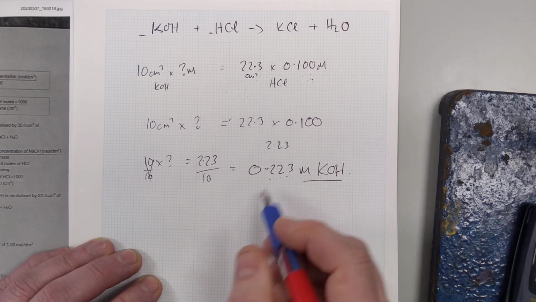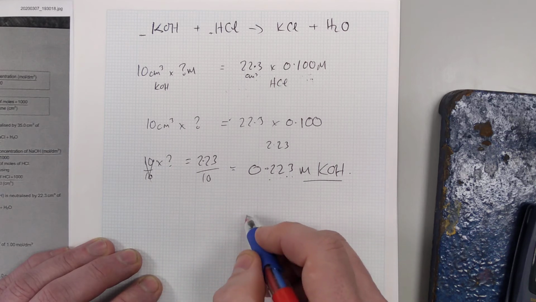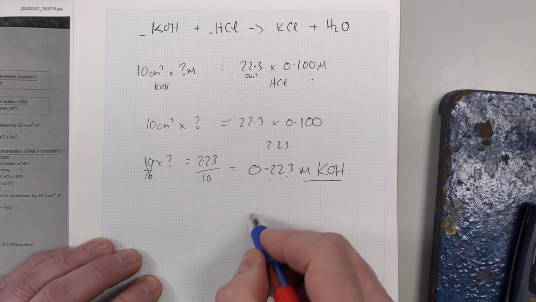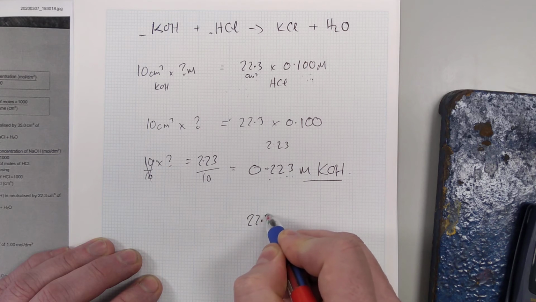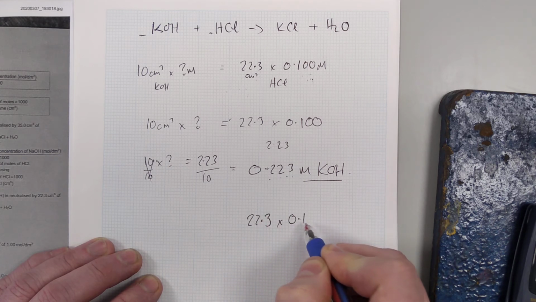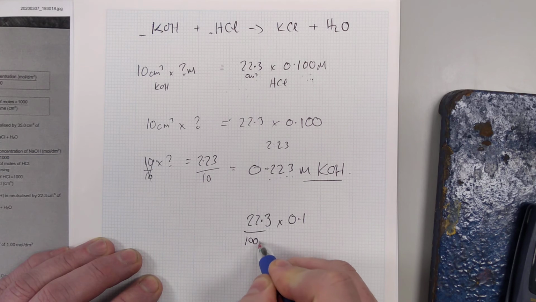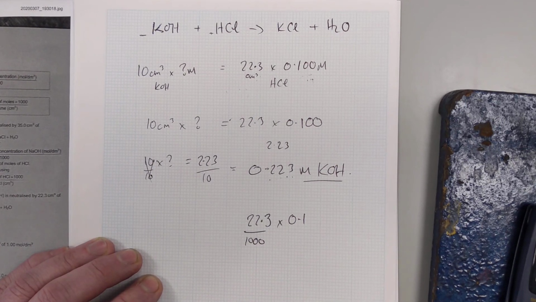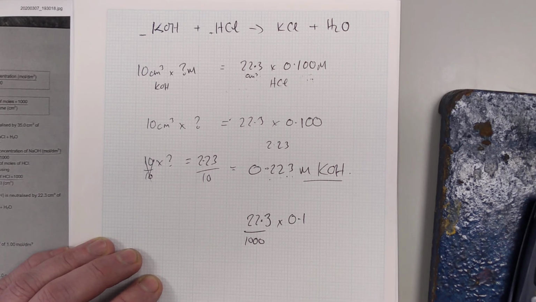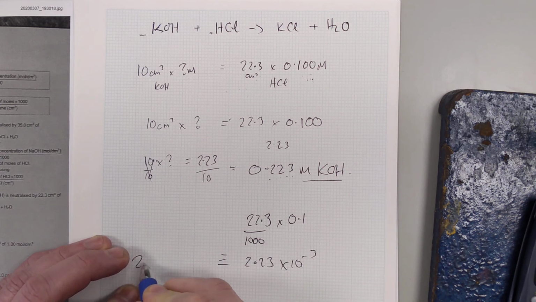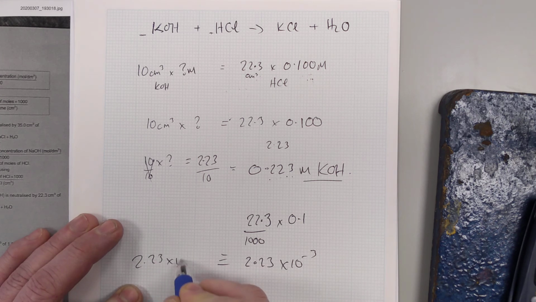The question would have asked also, calculate the number of moles of the hydrochloric acid. Well, the number of moles of hydrochloric acid, 22.3 times 0.1, put 22.3 over 1,000, so 22.3 times 0.1 divided by 1,000, so it would be 2.23 times 10 to the minus 3. Because it's a 1-to-1 ratio, that's the number of moles of potassium hydroxide as well.